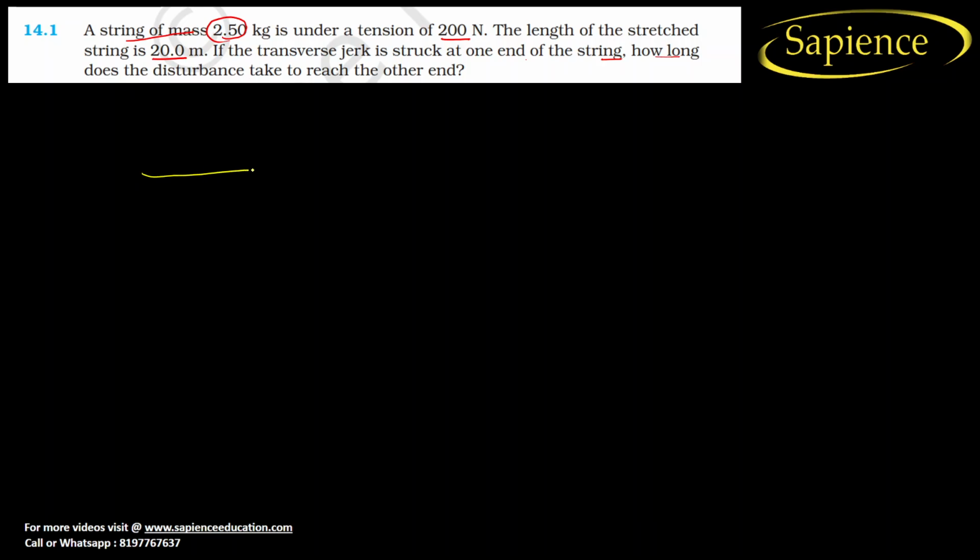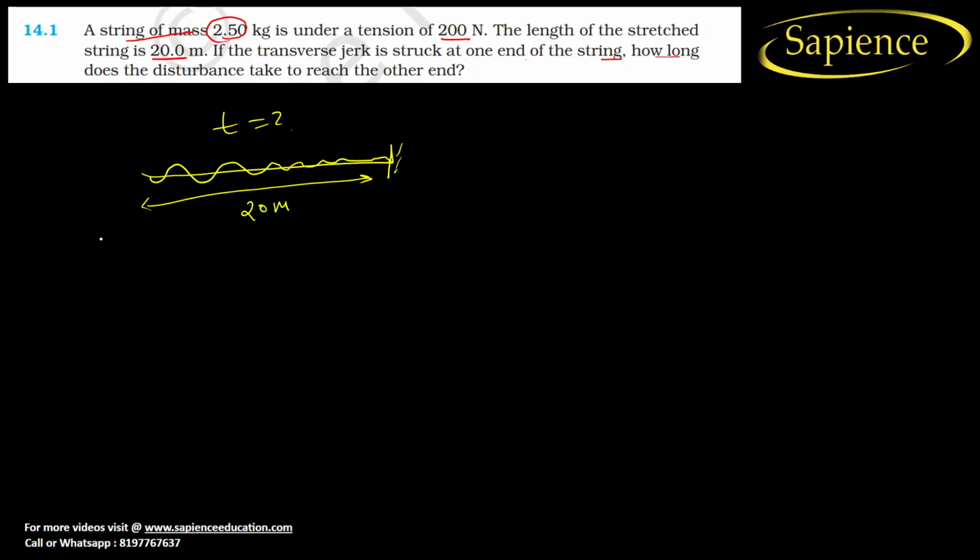Here there is a string, okay, and it is attached at the other end, and it has a length of about 20 meter. If a jerk is given, this will reach the other end at some time. So we need to find the time. Okay. So first of all, we have to find the time.